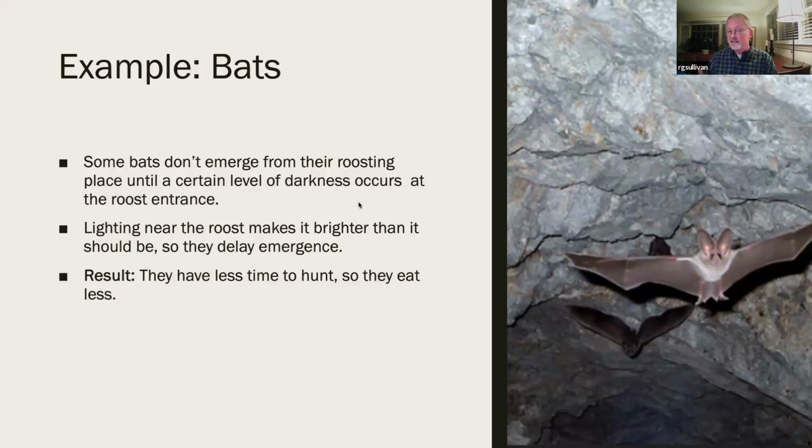If at dawn it's brighter than it should be, that signals them that when it hits a certain light level, it's time for me to go roost. And the effect then is they have less time to hunt, and then they wind up eating less, and their offspring may have less food when they need to grow.